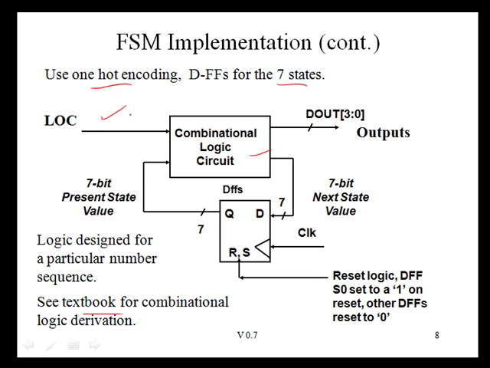We have the one digital input, that's loc. In order to display the digits, we're going to use a 4-bit output bus, and we'll simply display the digit value in binary. So if we want to display the digit 7, we would display 0, 1, 1, and so forth.